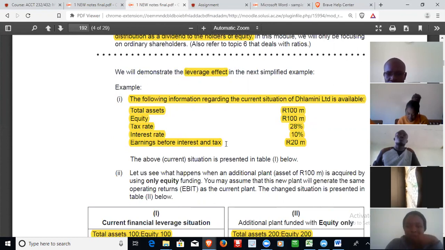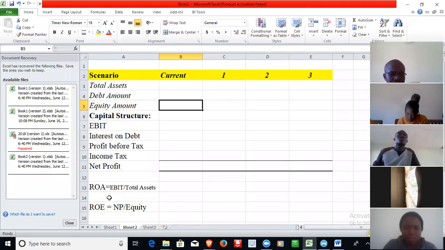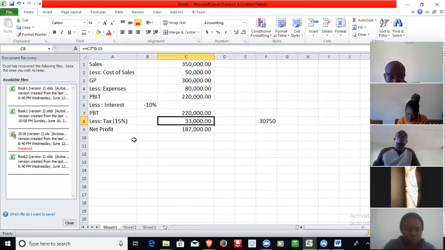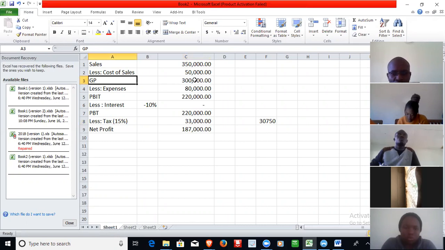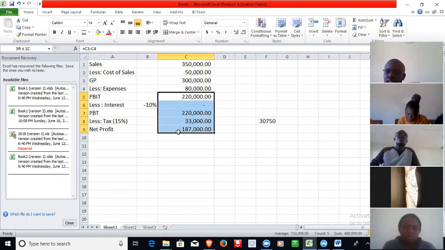Then earnings before interest and tax is 20 million. How do they get this earnings before interest and tax? Earlier on in our first example, we had sales, less cost of sales, we get our gross profit. Then from gross profit, less expenses, we get our PBIT, that is profit before interest and taxes. So in this instance, we are starting from this section going down. Are you together?